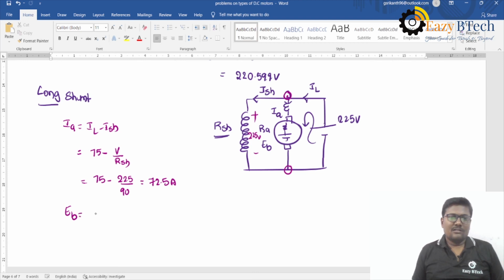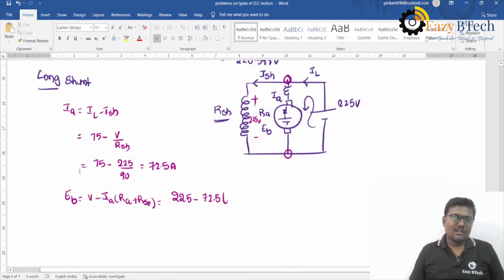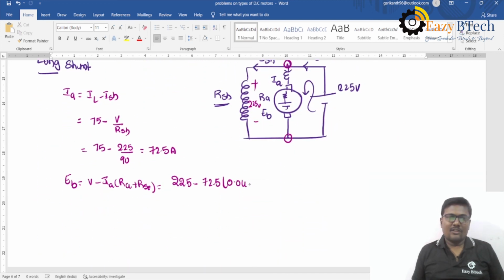EB is equal to V minus IA into RA plus RSC. 225 minus IA, which is 72.5, and RA is 0.04 and RSC is 0.02. So 225 minus 72.5 into 0.06, and I got the answer as 220.65.